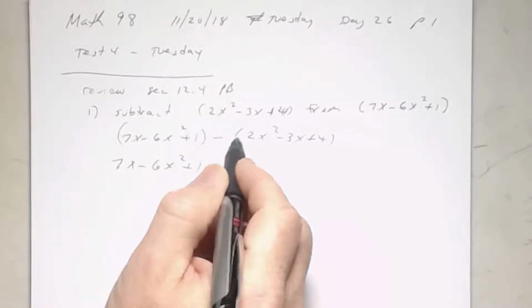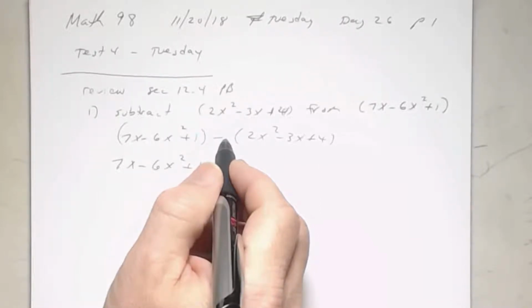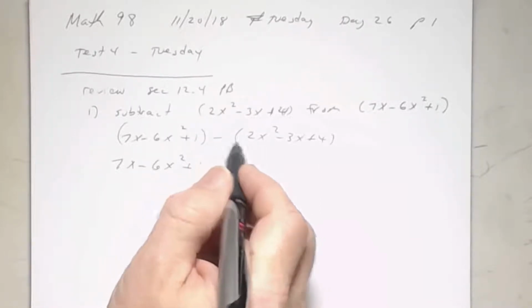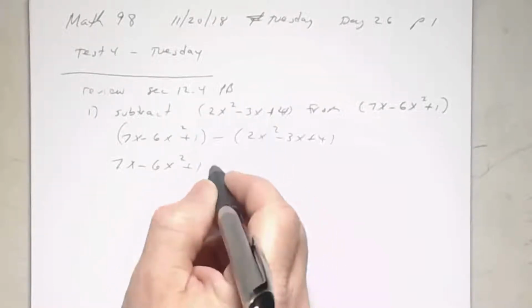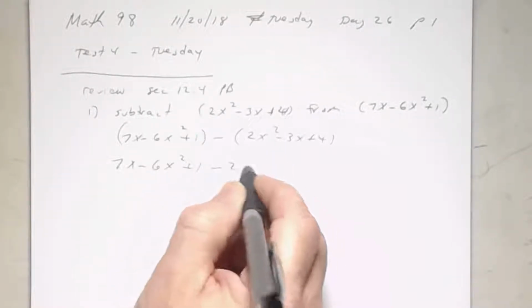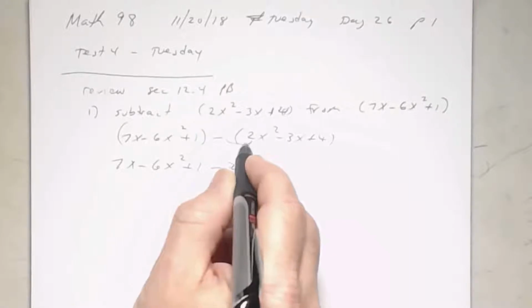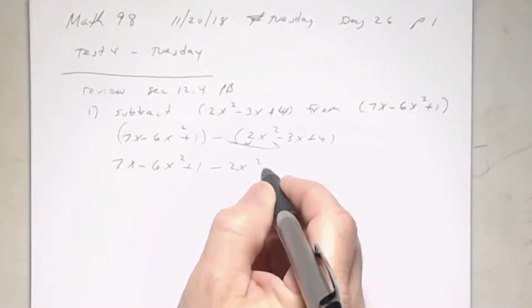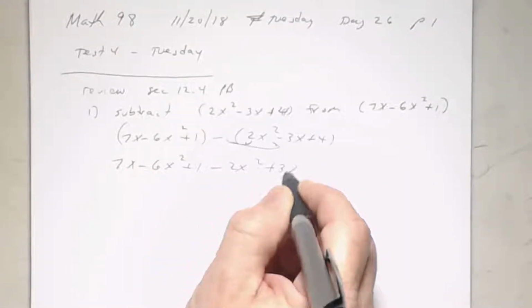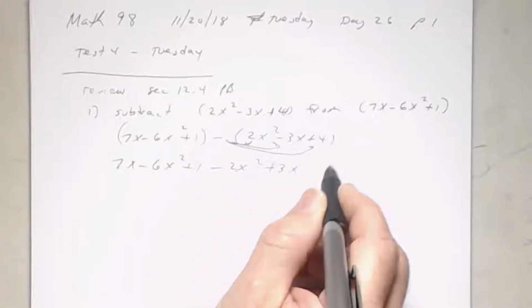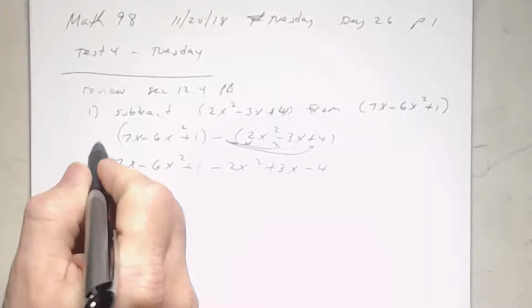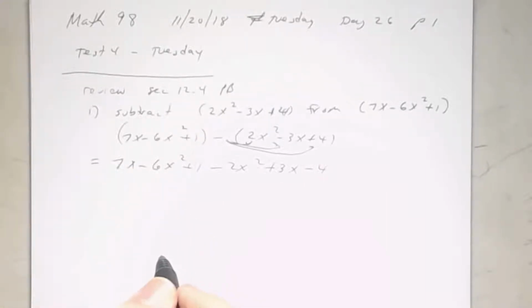What number is in front of this parentheses right here? -1. So you'd say -1 times 2x squared is a what? -1 times a -3x is a positive 3x, and then -1 times a positive 4 is a -4. And then at that point is where you combine like terms.